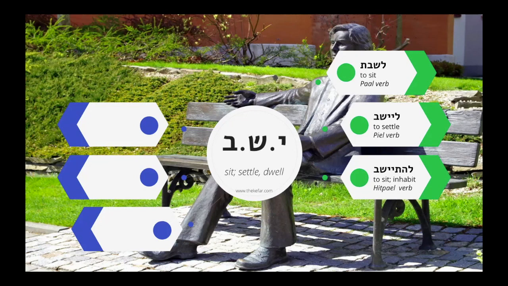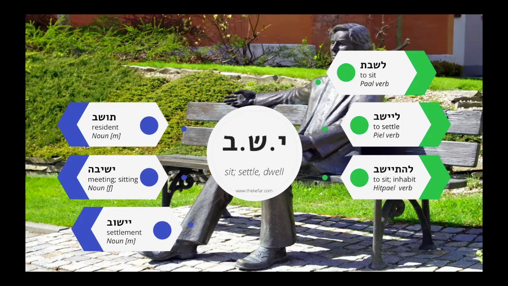For nouns, we have the masculine noun toshav, and the toshav is a resident or a dweller. Yeshiva is a feminine noun that means sitting or meeting. And again, meeting as in the noun. And yeshuv is a masculine noun that means settlement.